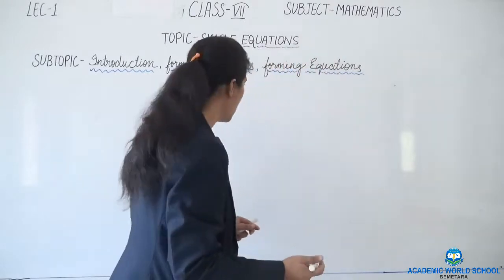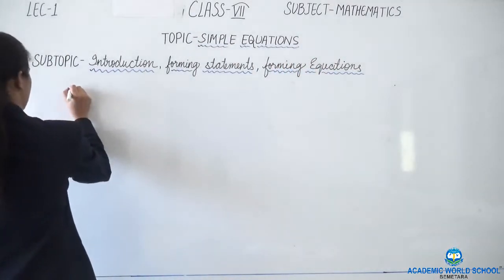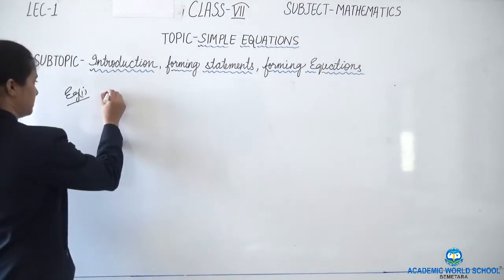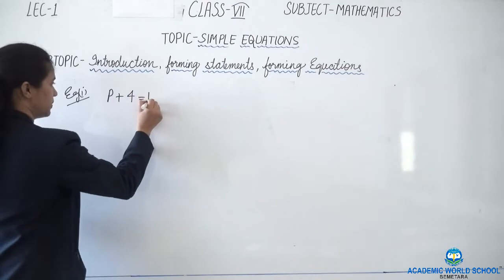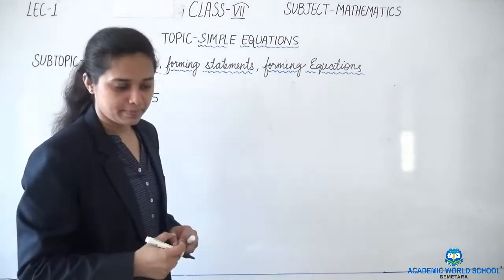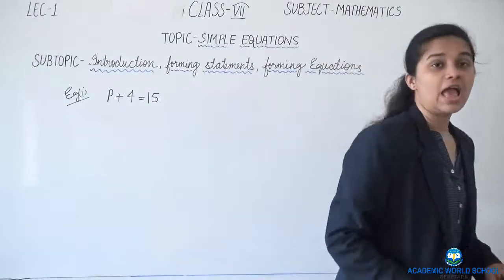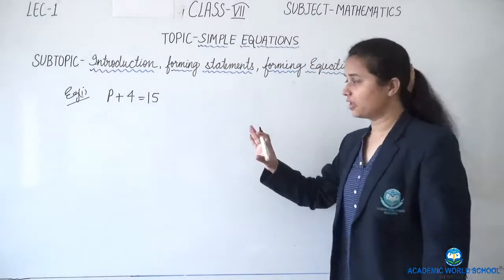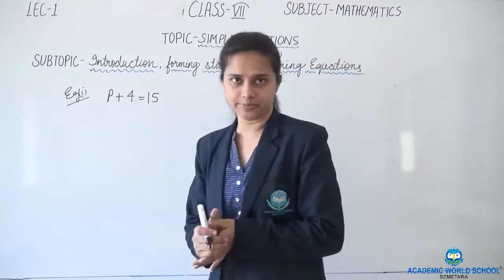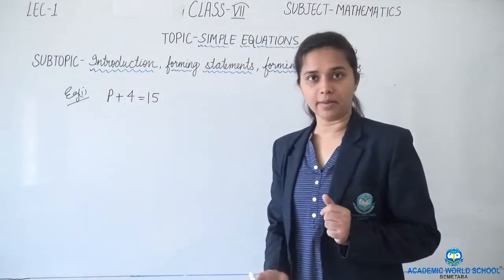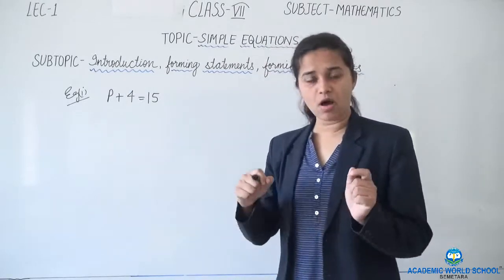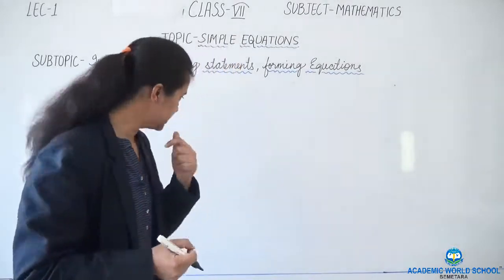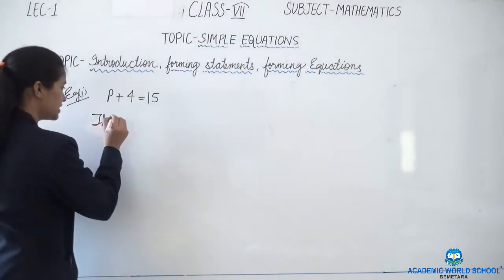Suppose our equation is given: P plus 4 equals 15. I have to write the statement for the given equation. How will I write? Here it is a sum, so I will write the sum of P and 4. The sum of P and 4 results in 15, isn't it?